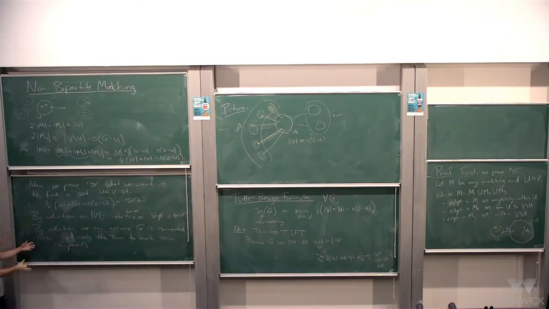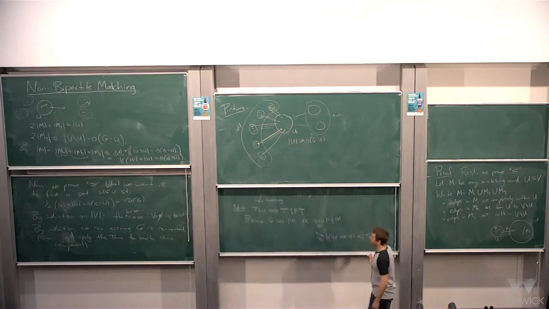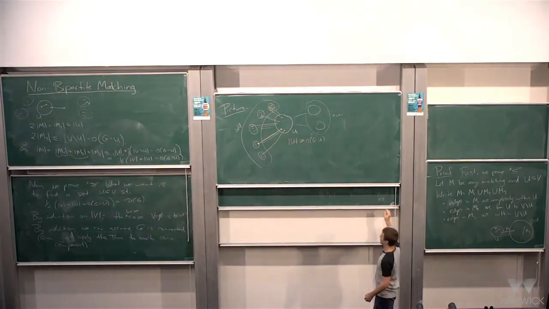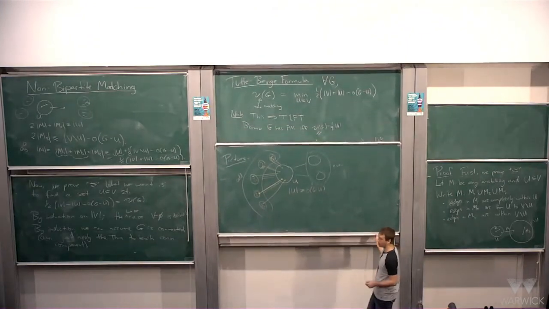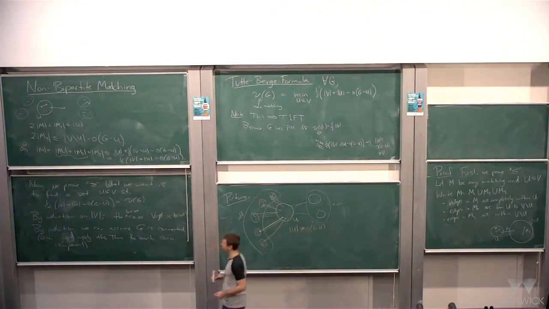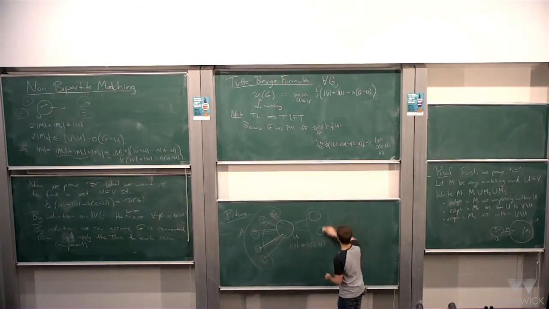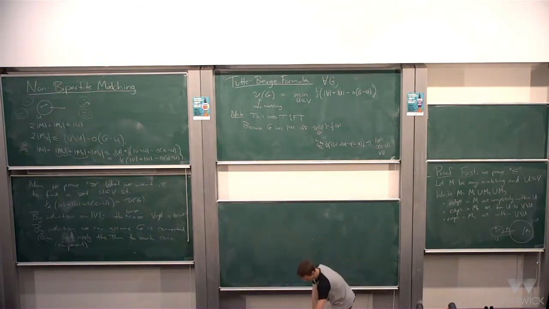Right? Because then you can just apply induction to each component, and then you'll be done. Okay, so G is connected, and we know that the statement holds for every smaller graph by induction. Okay. So now let's prove the following claim.